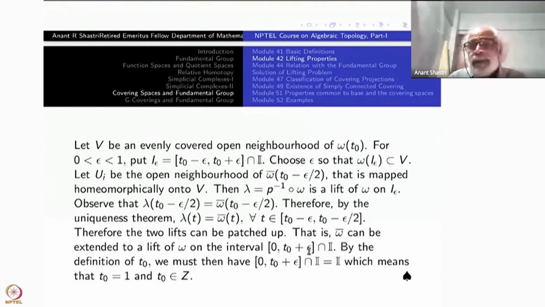If this epsilon is still less than 1, then what you have shown is that some point t naught plus epsilon is already inside Z. But t naught was the supremum. Therefore, this t naught plus epsilon intersection, this one is just 0 to t naught. So this just means that t naught is equal to 1 and t naught belongs to Z simultaneously. t naught less than 1 will contradict the definition of t naught as the supremum. So t naught must be 1. And once it is there, omega is defined up to there. So it's over.